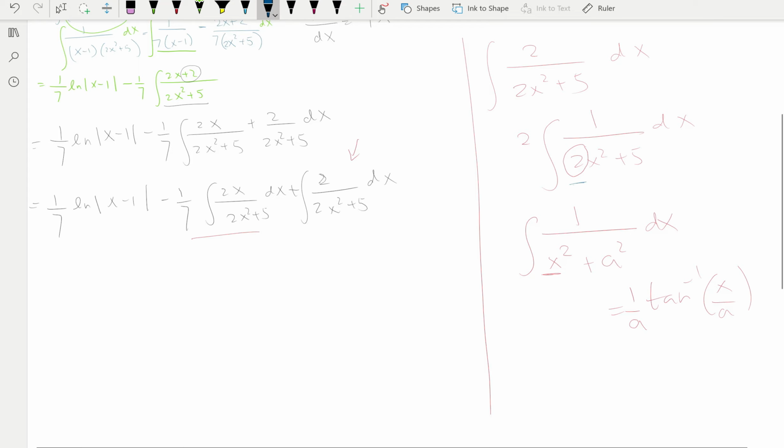How can we deal with that? So we want the coefficient of x square to be 1. So what can we do? Well, factor that 2 out. So be careful here. Let's factor that 2 out.